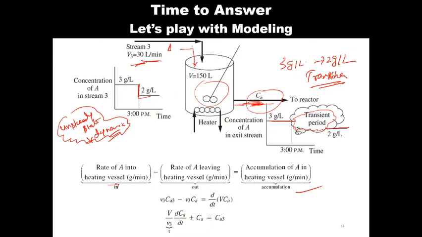So how can it be written? Simple. V3 into CA3 minus V3 into CA is equal to whatever the accumulation, and accumulation is always written in the form of d by dt. What is changing with time? The level, dH by dt, the height is changing. The concentration is changing with time. The accumulation of A in this heating vessel is changing with time. So you have to write the d by dt of V CA. Is it clear or not?